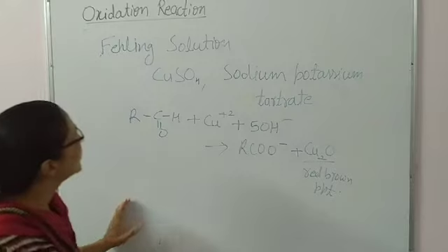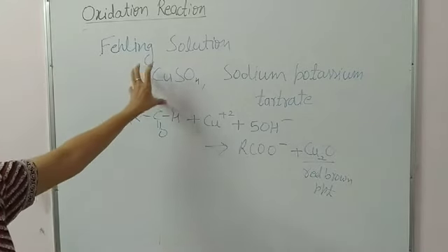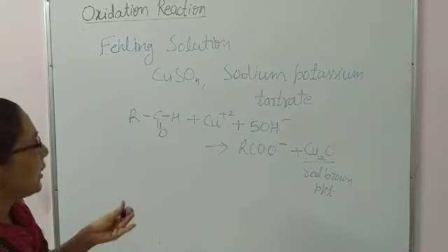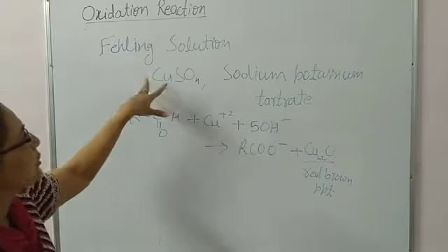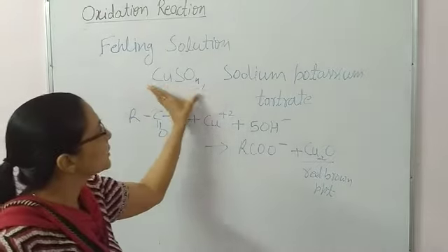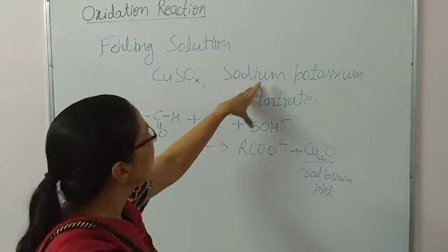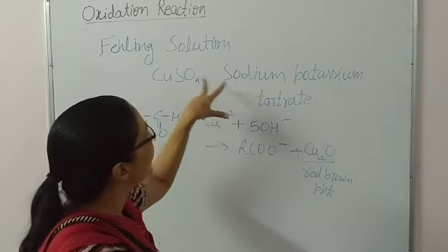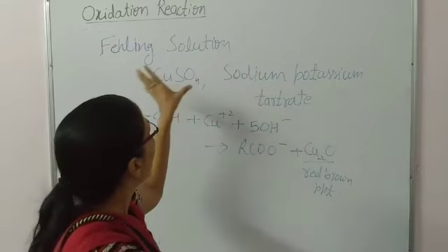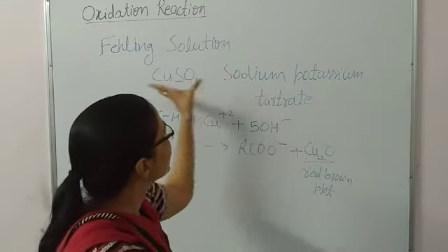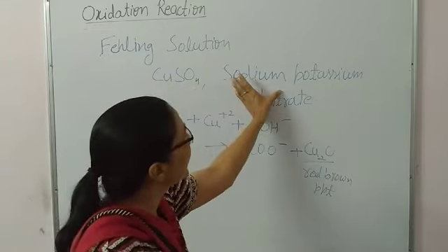So you need to learn that Fehling solution means an equal mixture. In Fehling solution, equal amounts of copper sulfate and sodium potassium tartrate, also known as Rochelle salt. A solution of copper sulfate and a solution of Rochelle salt are taken, and these are Fehling A and Fehling B. This is known as Fehling A, this one is known as Fehling B.